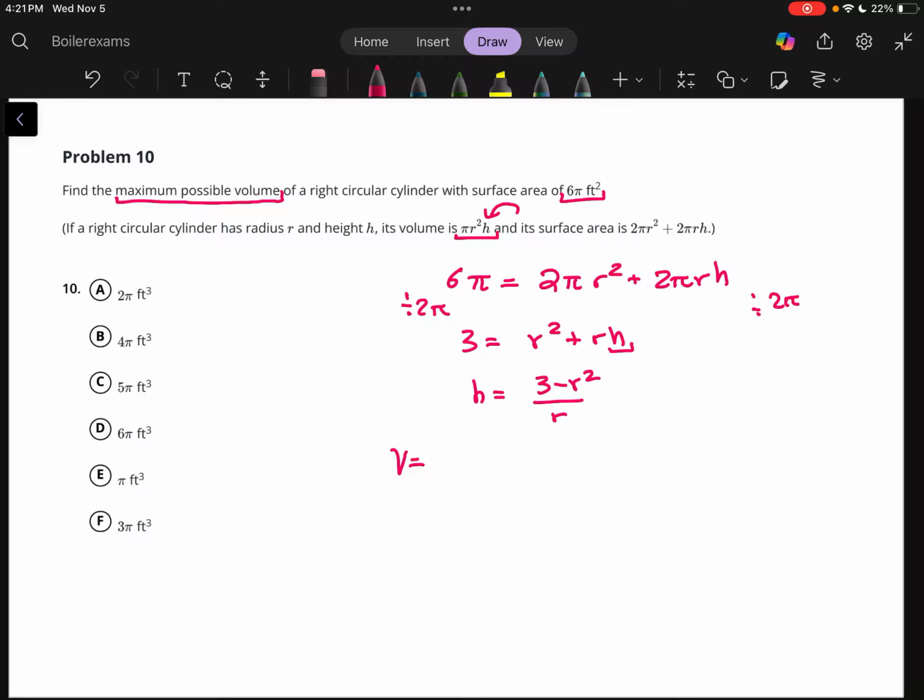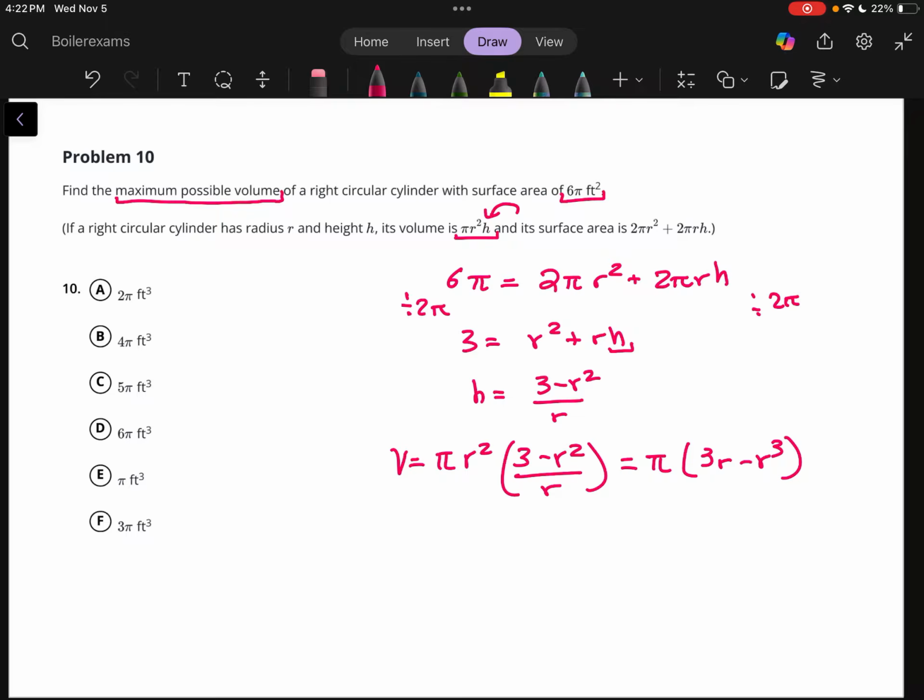So first, before I go about finding the maximum possible volume, I need to find an expression for the volume. So pi r squared, the h becomes 3 minus r squared over r, which is pi times 3r minus r cubed. Okay, so I have an expression for V, and now I have to do something from here.